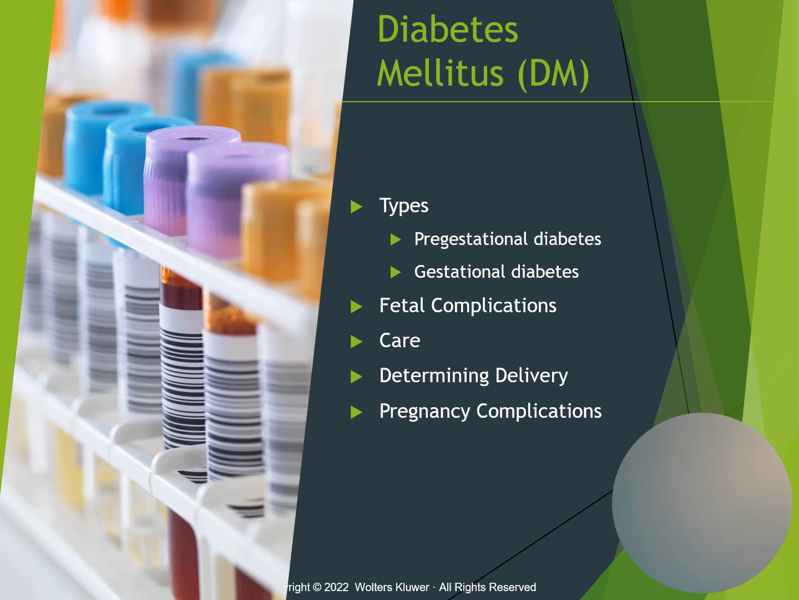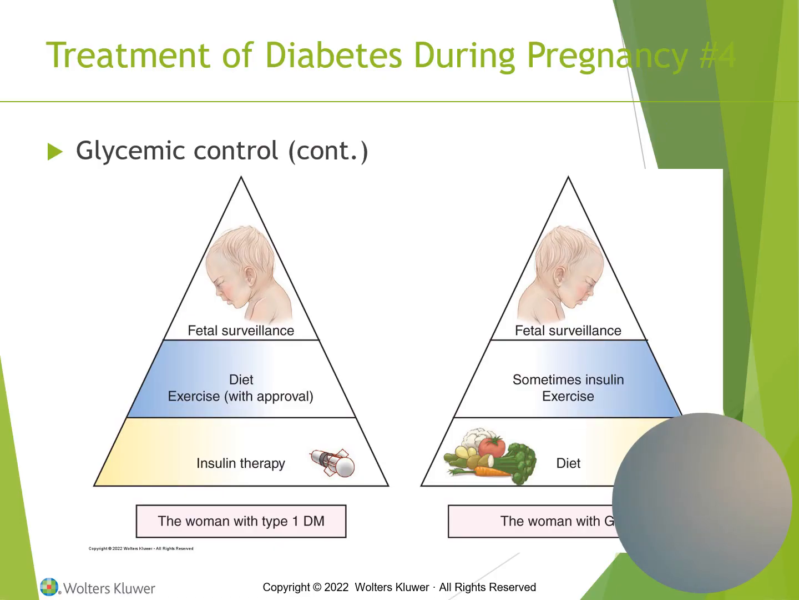Pregnancy complications from diabetes include pregnancy-related hypertension and preeclampsia, which present with headache, visual disturbances, epigastric pain, generalized edema, urinary protein, and elevated blood pressure. So again, glycemic control is very important.